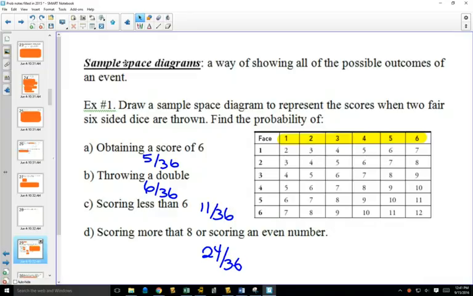You could also figure this one out by saying, well, that's a lot of numbers to count up. I think it's going to be quicker for me to count up all the odd numbers less than 8. And if I count up all the odd numbers less than 8, I've got my 6 7s and my 4 5s and my 2 3s. There's 12 of them. 36 minus 12 is 24 as well.